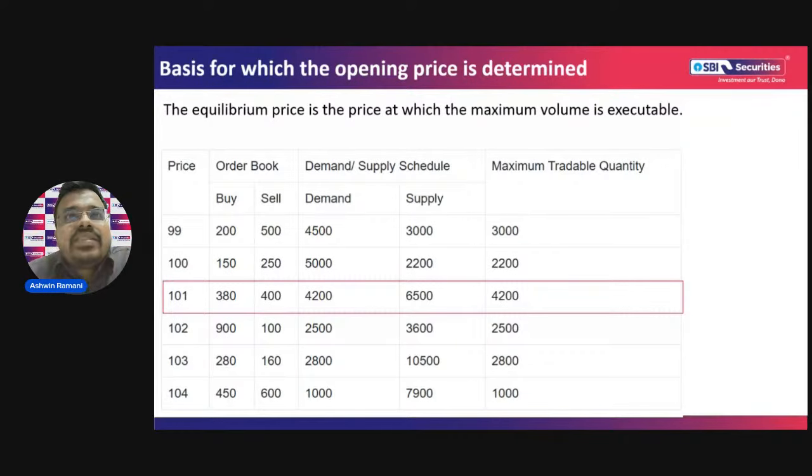सबसे पहला चीज exchange क्या बोलता है? The equilibrium price, that means the opening price, is the price at which the maximum volume is executable. मतलब एक ऐसा स्ट्राइक जहां पे मैक्सिमम डील पॉसिबल है, या मैक्सिमम क्वांटिटी पॉसिबल है, या मैक्सिमम वॉल्यूम पॉसिबल है, वो वाला प्राइस आपका ओपनिंग प्राइस होगा.